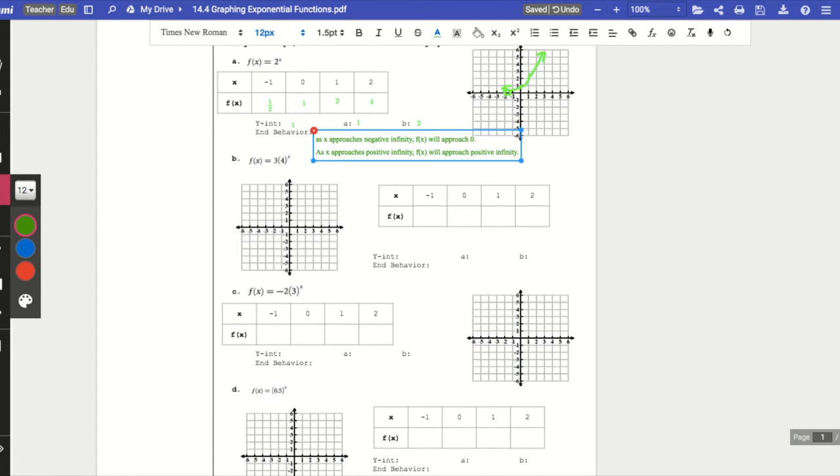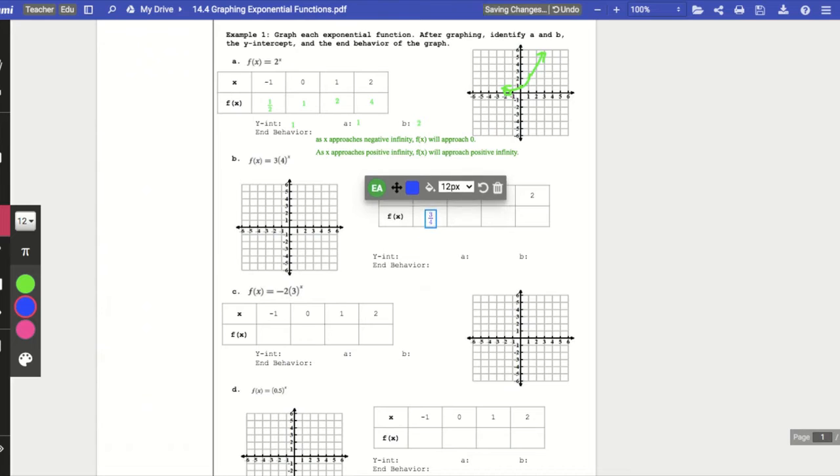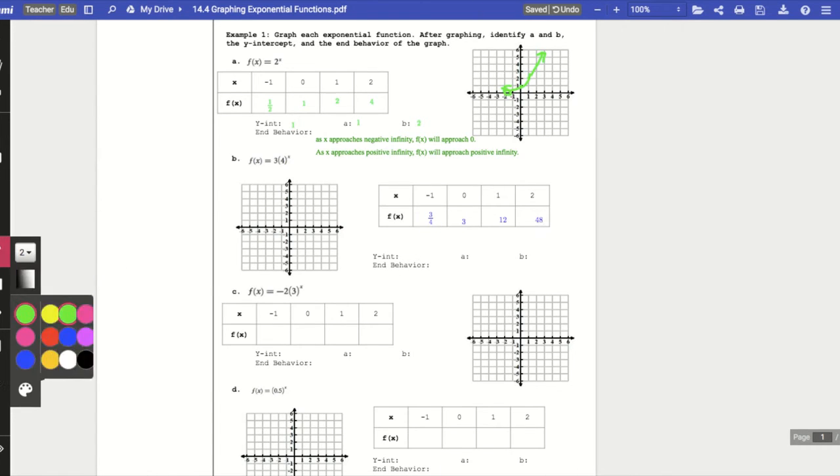So for b, I have f of x equals 3 times 4 to the x power. So same thing, just going to create my input-output table. So 4 to the -1 is 1/4. So my first value is going to be 3/4. And then I'm going to have 3, 12, and 48. Which I will definitely not be able to graph today. It looks like I'm only going to be able to graph these two values, the 3/4 and the 3. So let's go ahead and graph those values.